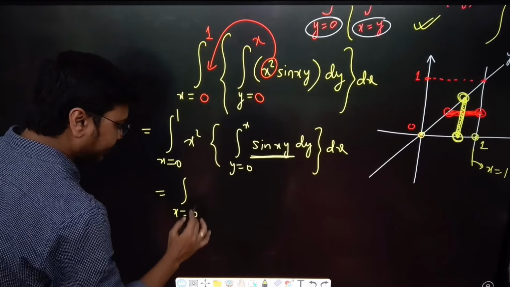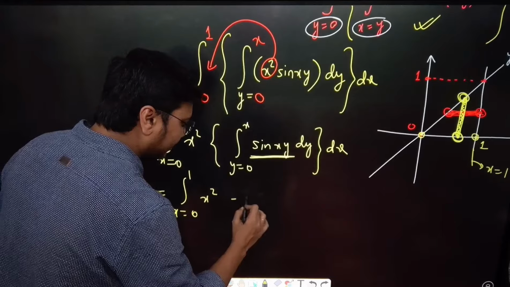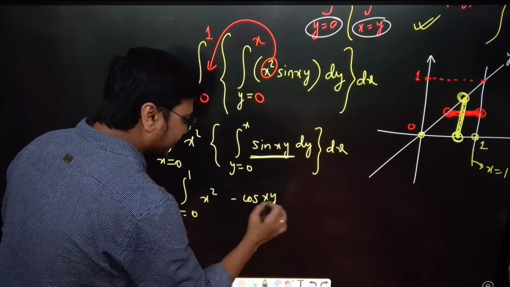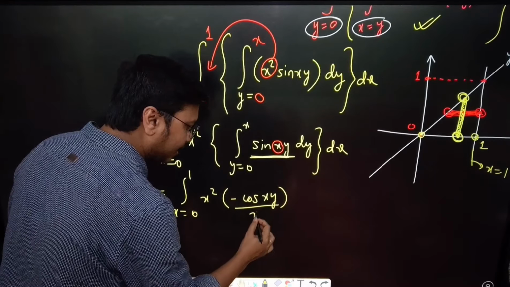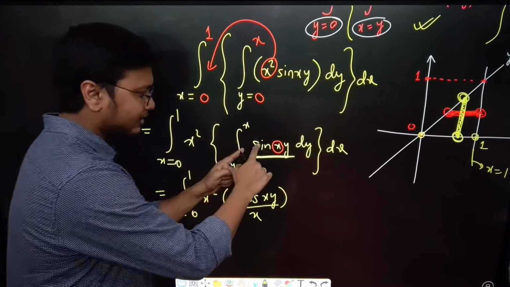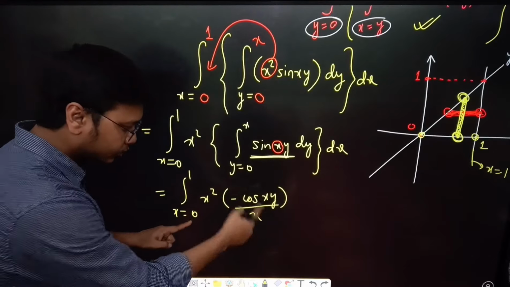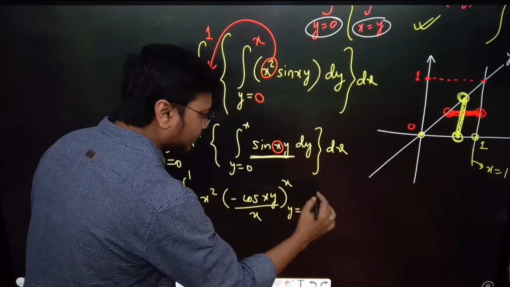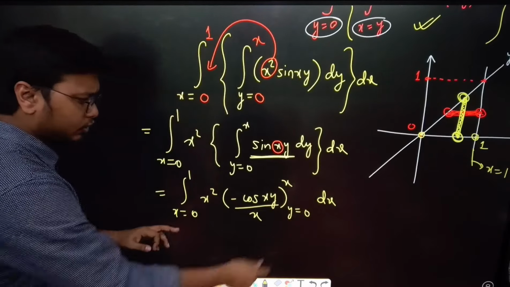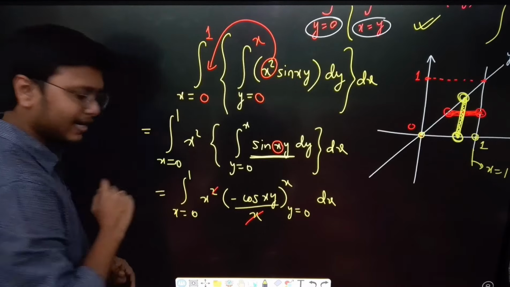So that integration would become minus of cos xy. Now remember your x is a constant, so don't forget to divide by x, right? Because integration of sine mx is minus cos mx by m, so you need to keep the m, and y is varying from 0 to x, dx. So here x is nothing but a constant, so you can easily cancel out one x.